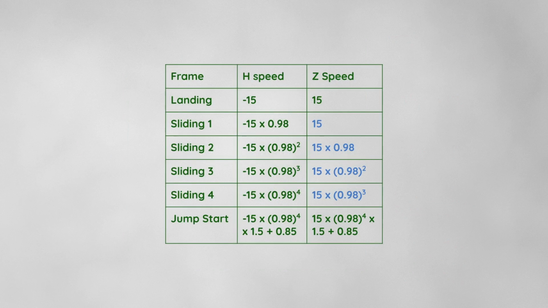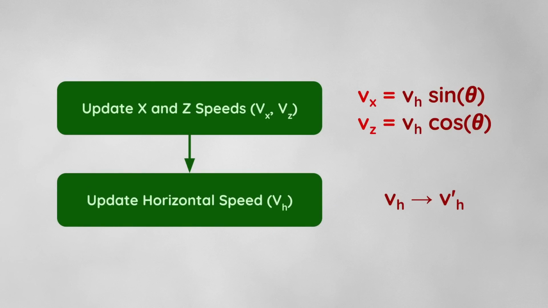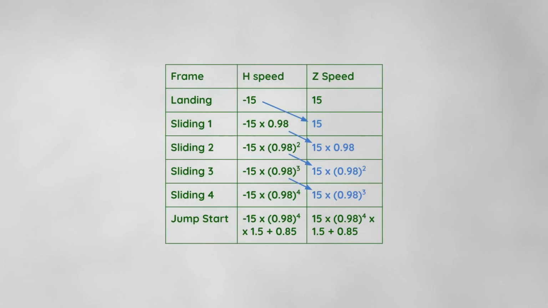So when I tested this, I realized that the Z speed lags behind the H speed on every sliding frame. It seems like on the sliding frames, the X and Z speeds are updated before the horizontal speed, which leads to the X and Z speeds being set from the previous frame's H speed instead of the current frame's one. But taking this into account, our simulations match perfectly with what's found in the game.